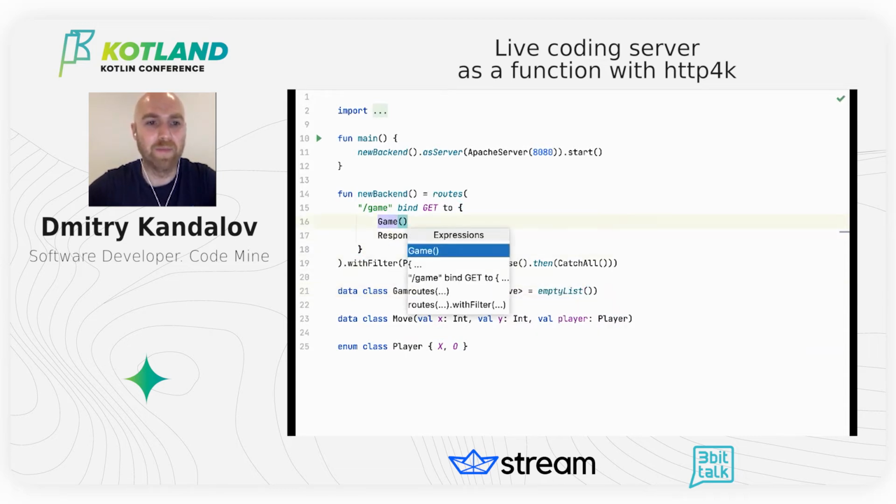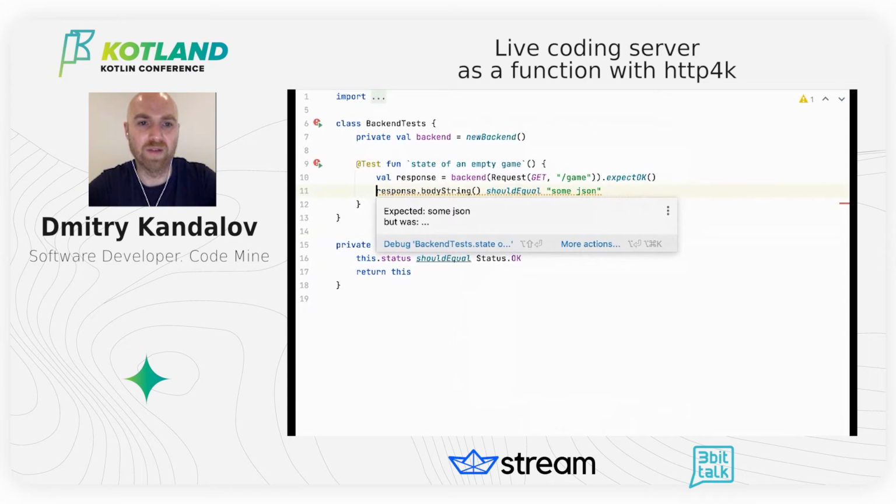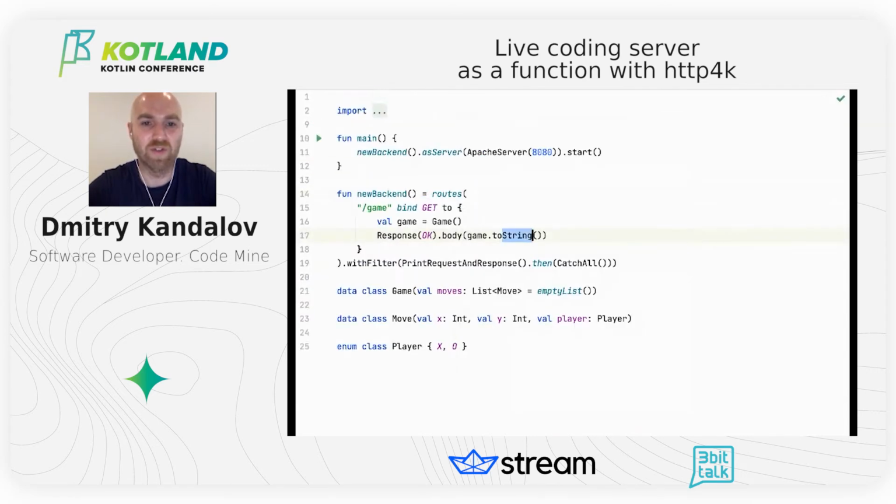We have game, and for now I'll put game toString, but we want to convert this to JSON. So let's see how that works. We would expect some failure here. Yeah, so that's the representation of game toString. Of course, we could do something like toJson here, and nothing stops us from doing it. That's a thing we can do.